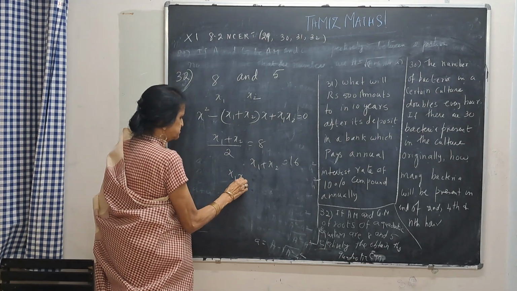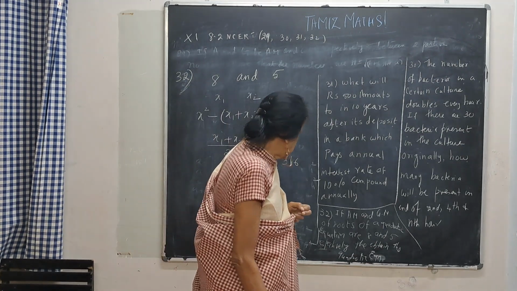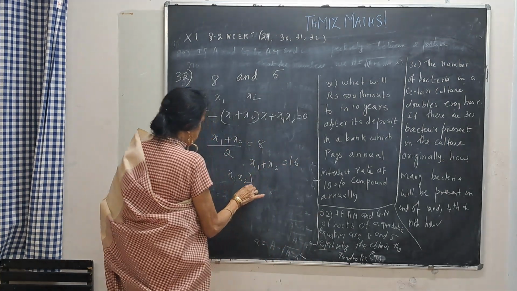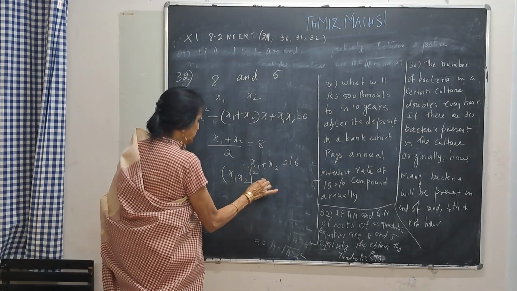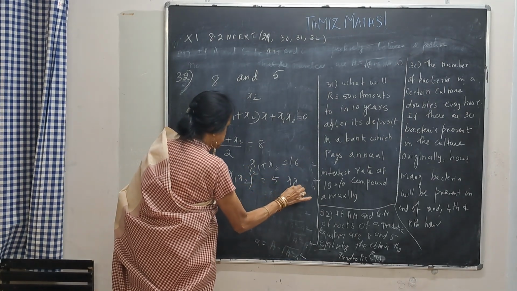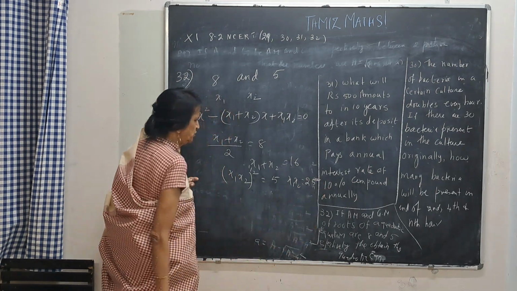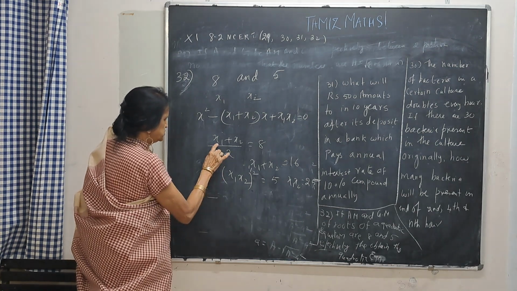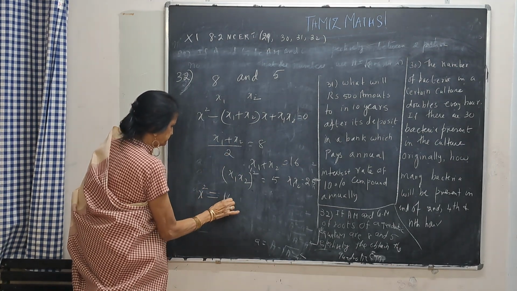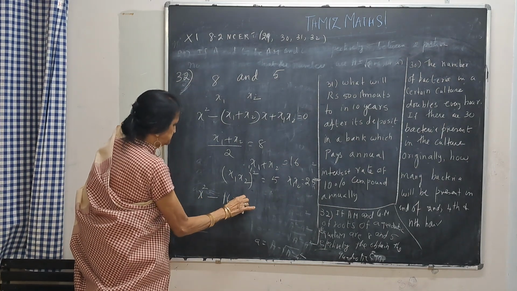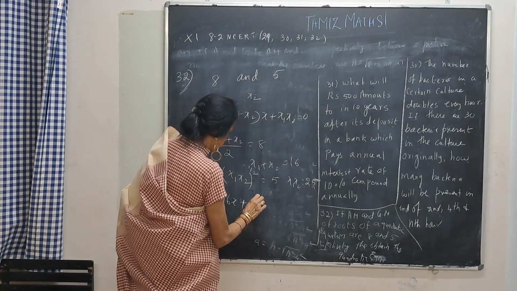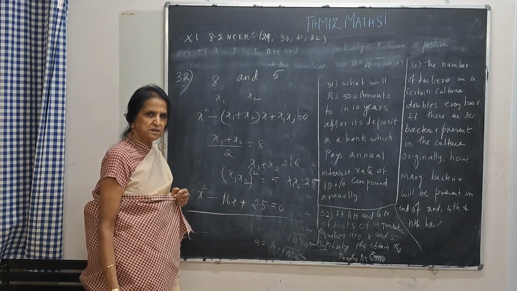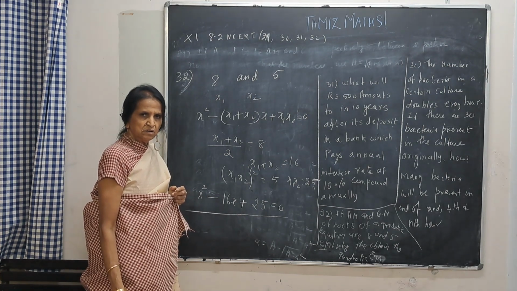And it says the geometric mean is 5. What is the geometric mean? (x1 x2) whole power half. This is 5, so x1 x2 is 25. So what will be your equation? x square minus (x1 plus x2, which is 16) x plus 25 is equal to 0. This will be the quadratic equation which we will get.